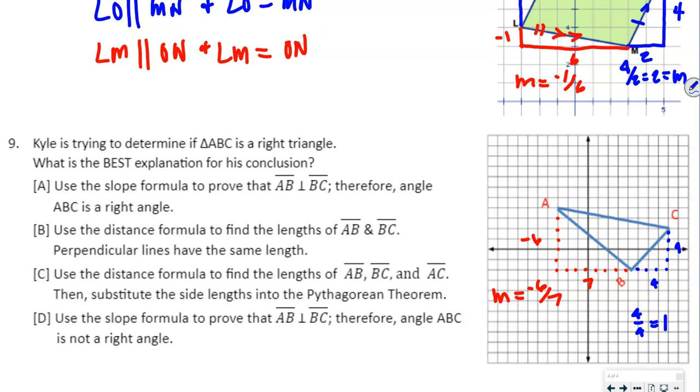So it says for letter A, use the slope formula to prove that AB and BC are perpendicular, therefore the angle. Nope, that's not true. Use the distance formula. I don't want to use the distance formula because that doesn't really help us at all. We need the slopes, okay? And then use the distance formula again. No. And then the last one says use the slope formula to prove that AB and BC are not perpendicular, therefore angle ABC is not a right angle. That is our correct answer right there.